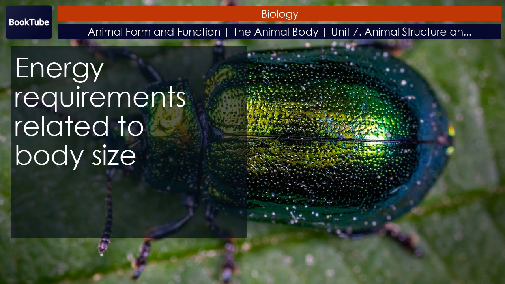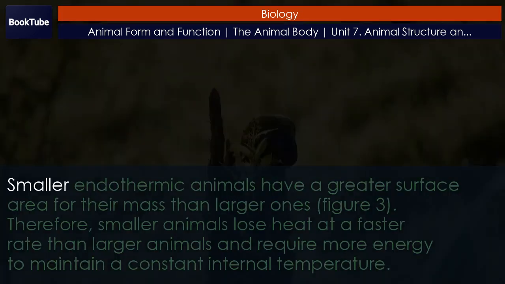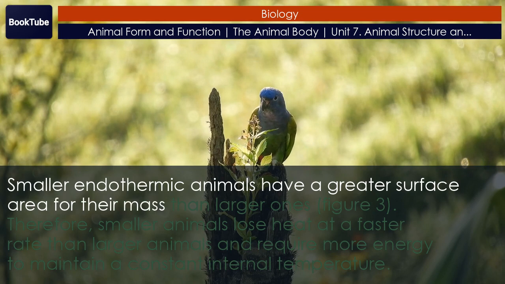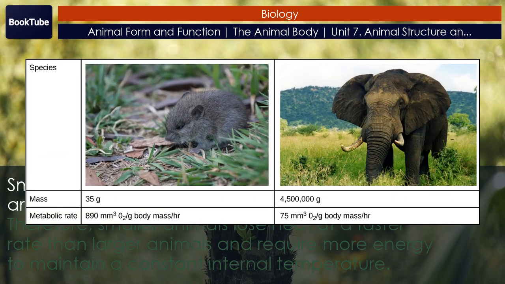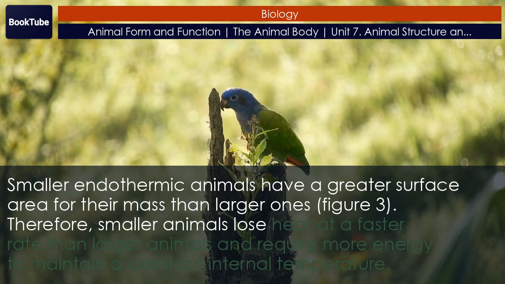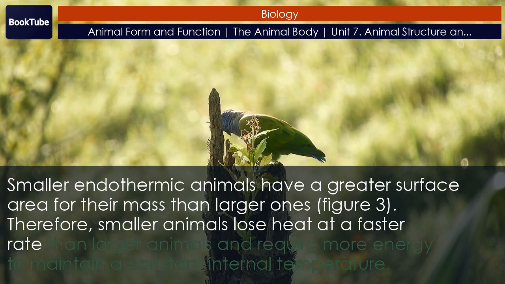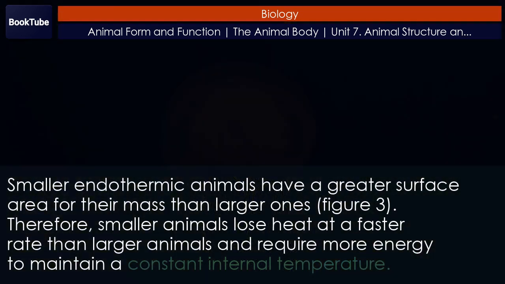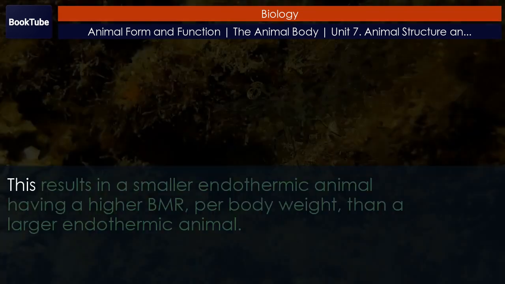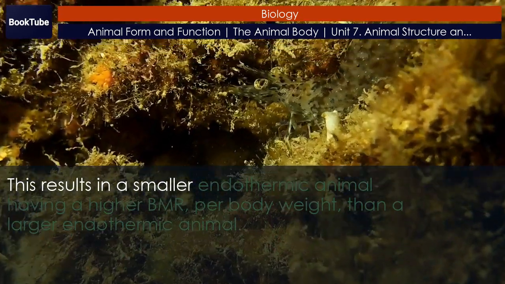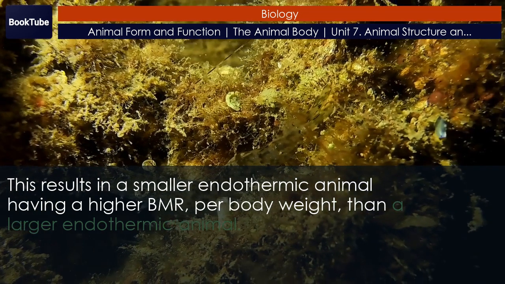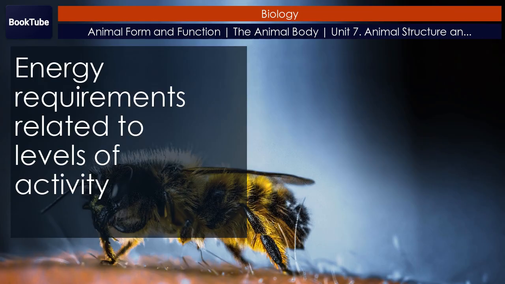Energy requirements related to body size. Smaller endothermic animals have a greater surface area for their mass than larger ones. Figure 3. Therefore, smaller animals lose heat at a faster rate than larger animals and require more energy to maintain a constant internal temperature. This results in a smaller endothermic animal having a higher BMR per body weight than a larger endothermic animal.